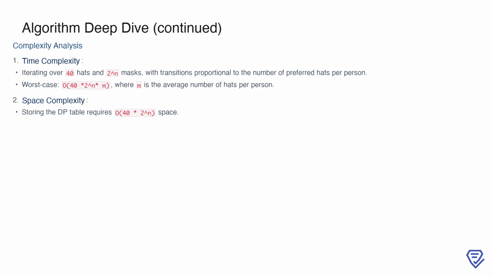Finally, let's analyze the complexity of this solution. The time complexity is driven by iterating over 40 hats and 2 to the power of n masks, with transitions proportional to the average number of hats each person prefers. In the worst case, this results in a complexity of 40 times 2 to the power of n times m, where m is the average number of preferences per person. For space complexity, the primary cost comes from storing the DP table, which requires 40 * 2 to the power of n space. While these complexities may seem daunting, they are manageable for small n, such as 10 or fewer people, due to the constraint of at most 40 hats.